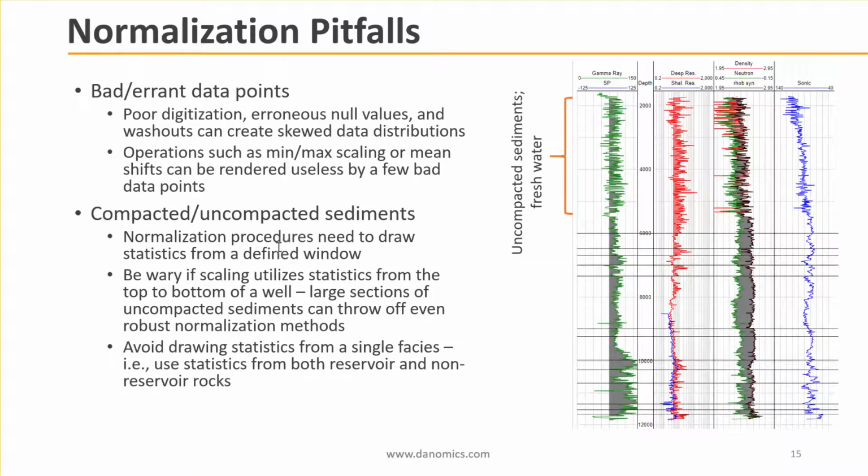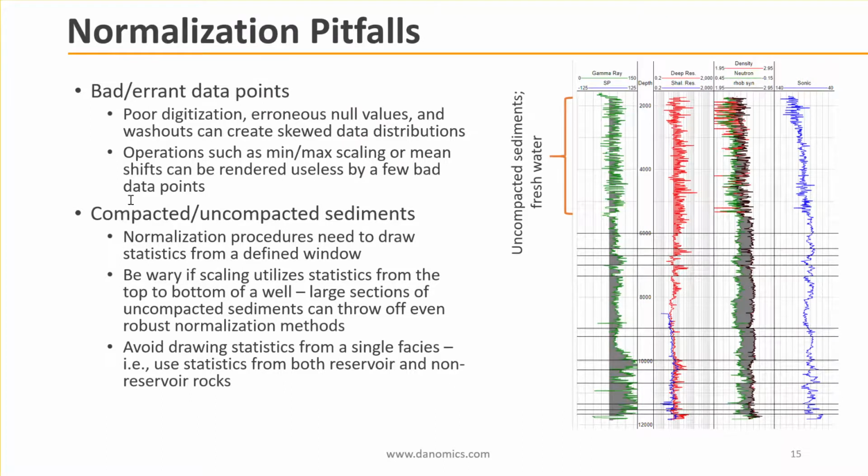A couple of things to watch out for when normalizing. If you have bad or errant data points, so for example, some erroneous values or null values, that can really skew your data. And if you're doing something like min-max scaling, obviously one data point that either skews your min or your maximum can really affect that normalization and make it essentially useless.